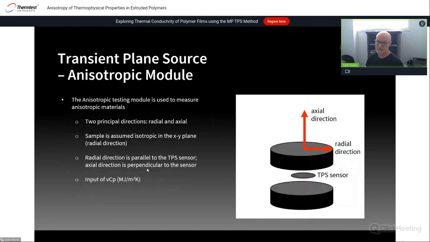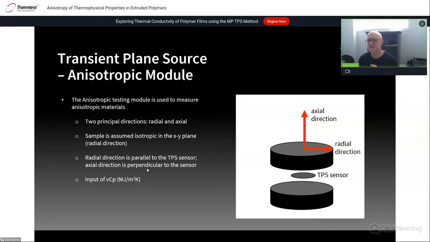For the measurements we're doing as part of this presentation, there is an extension of the transient plane source that allows for measurements of anisotropy. That would mean your sample has a filler or some type of repeating layer through the thickness, so that heat spreads in two directions differently: through the thickness and in plane.